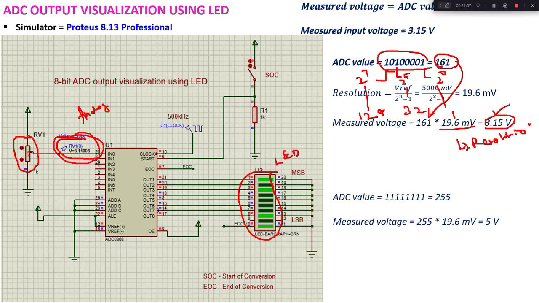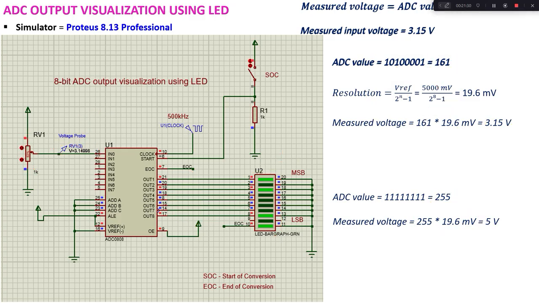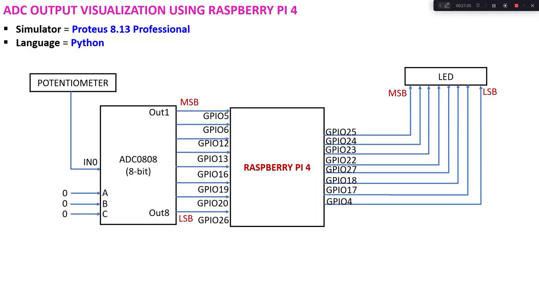In the same way, if all these LEDs are 1, then my decimal value is 255. I can multiply this 255 with the resolution of the ADC, and thereby I get 5 volts. So depending upon the digital data, we can estimate what voltage is given to a particular input of the ADC. Now let us look at how to interface this sensor data with your Raspberry Pi 4 module.